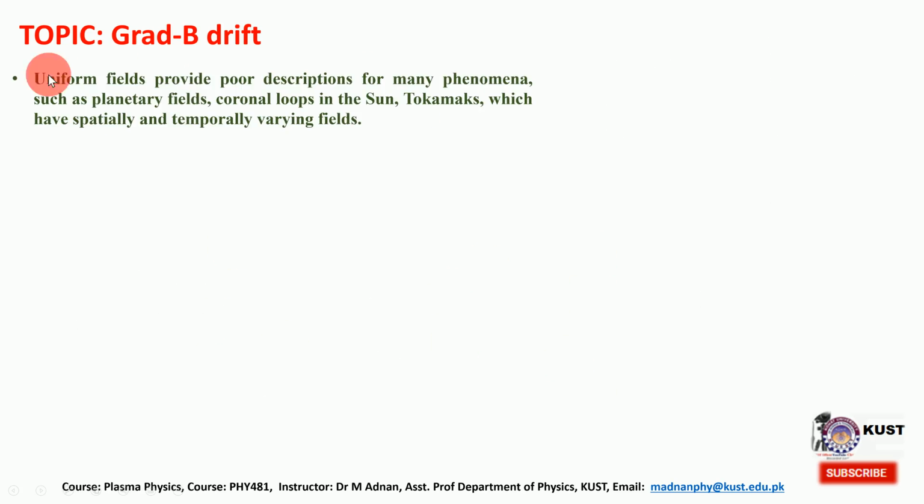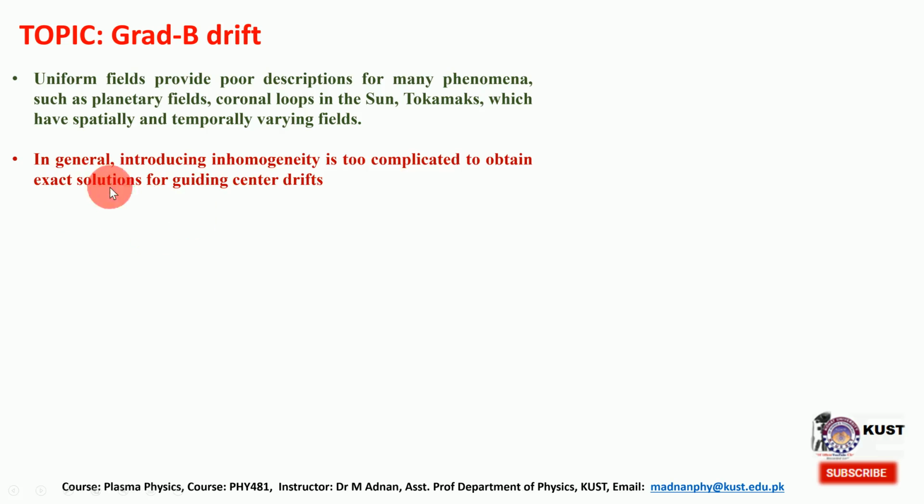So now once we introduce inhomogeneity, for example in the magnetic field profile, since a uniform field provides a poor description for many phenomena such as the planetary field, coronal loops in the sun, and tokamak, which have spatially and temporally varying fields, we have to introduce this inhomogeneity one at a time, just to see the impact of the inhomogeneity which gives rise to guiding center drifts, and that is our aim to discuss in this lecture.